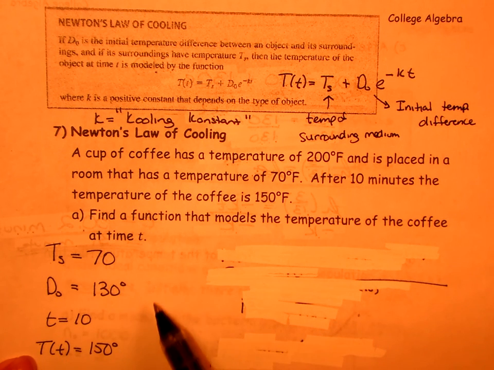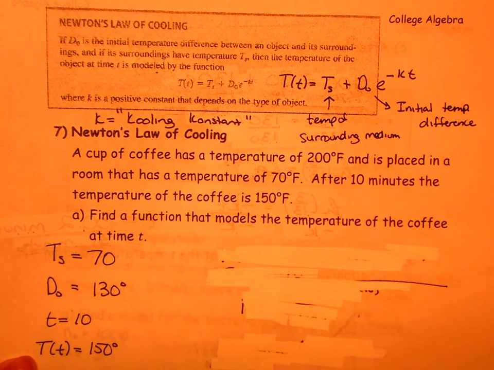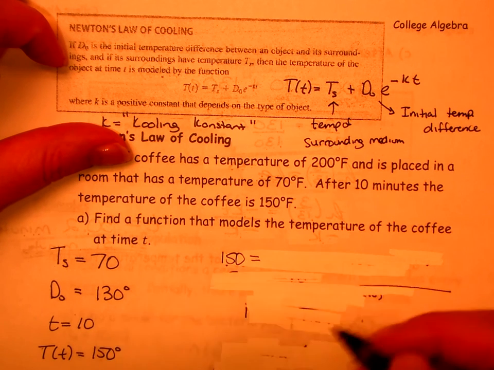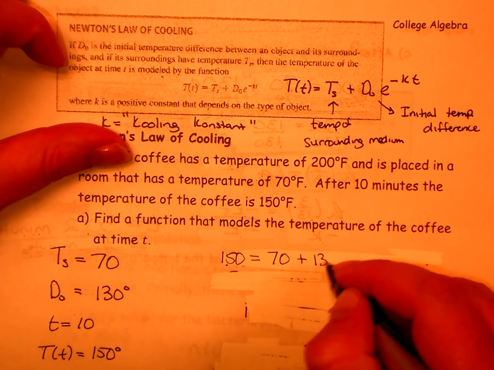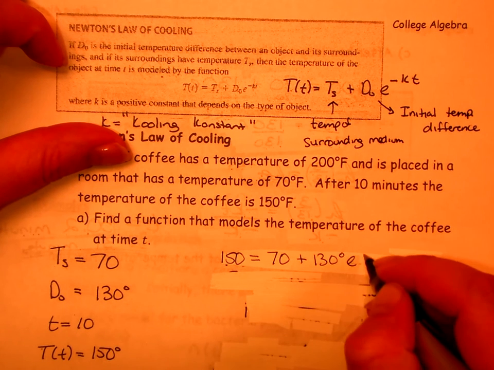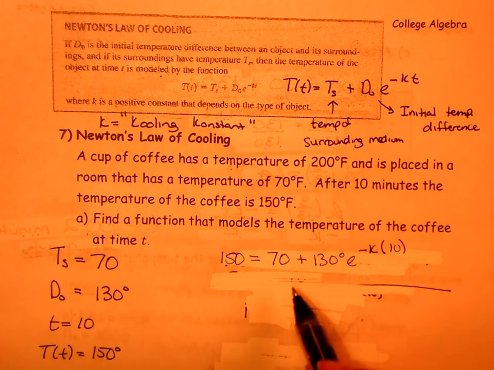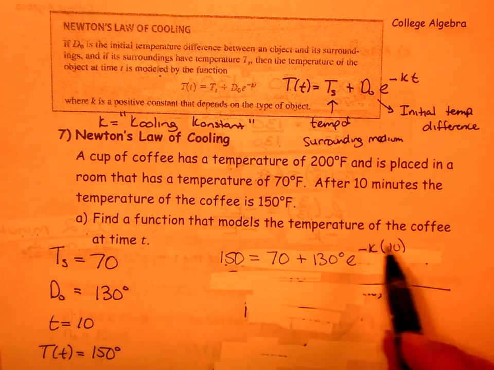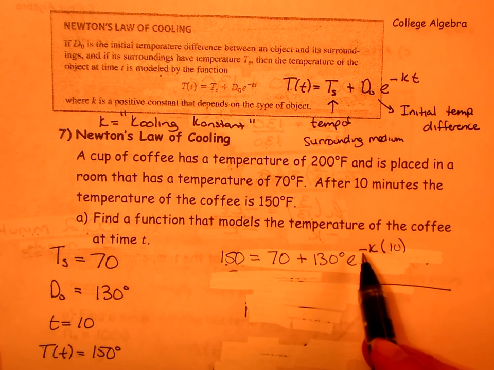So I'm going to plug all 4 of those numbers into this formula here, this equation. So T of t is 150. The temperature of the surrounding is 70, plus the temperature difference is 130, and then e to the negative k times t, where t is 10. All right? So we knew the temperature of the surrounding and the temperature difference, and we knew after 10 minutes we get 150. So that's how we're getting this equation. And this equation has one variable in it, and that's k. And we need to solve this equation for k.